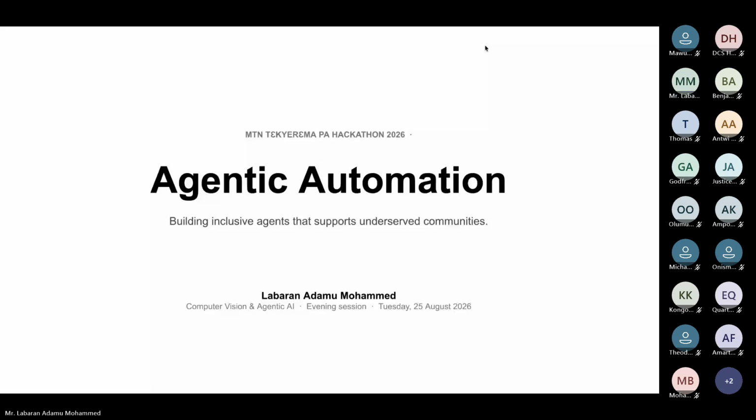Yeah, so this is what I prepared: agentic automation. Building inclusive agents that support underserved communities.